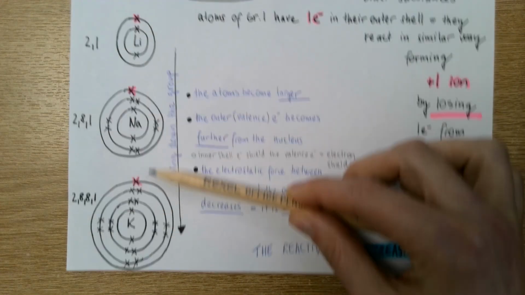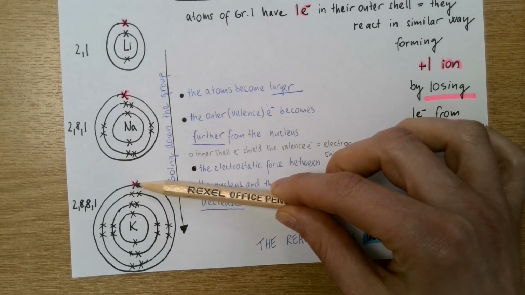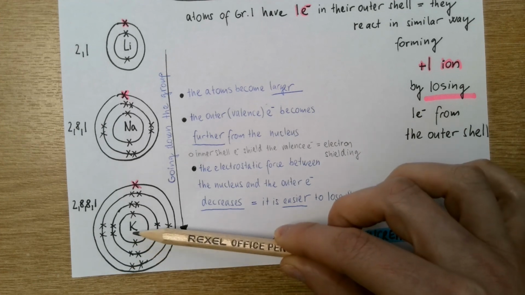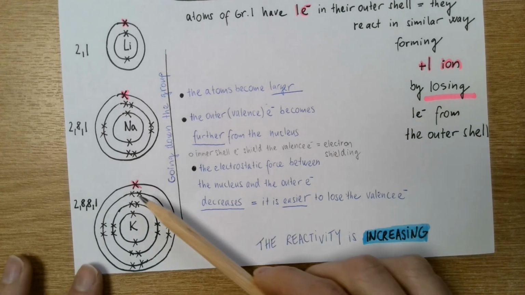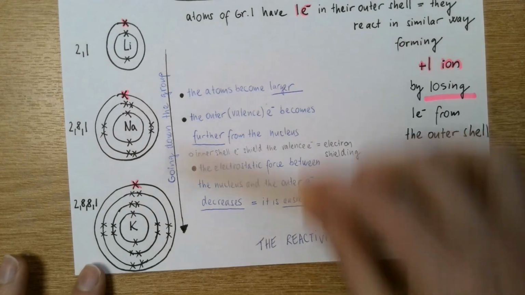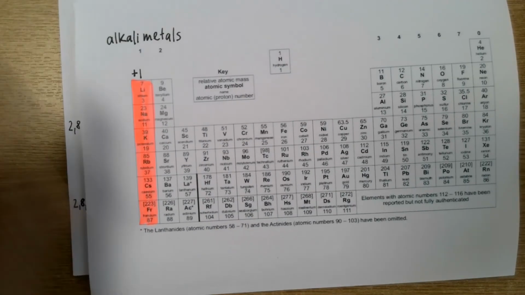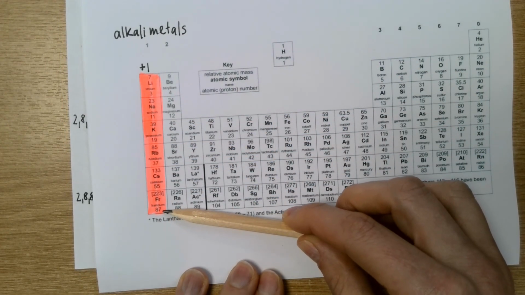And as you're going down the group, the distance between the positive nucleus and the outer shell electrons is getting larger, and the electrostatic force between the nucleus and outer shell electrons is getting weaker. So it is easier to lose the valence electron, the outer shell electron, as you're going down the group. So that means as you're going down the group, they're getting more and more reactive, and that would mean that francium is actually the most reactive alkali metal. Okay.